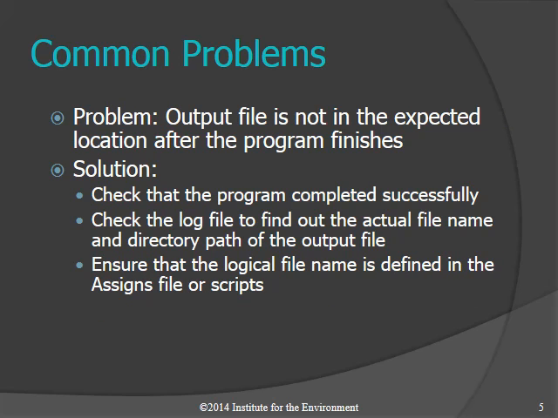Another problem that you may encounter when running Smoke is that you can't find the output files from the Smoke programs. The first obvious check is to confirm that the program completed. Check the log file to find out the actual file name and directory path written by the program. The most common reasons for a successful Smoke run to not write output data where you expect it is that the assigns file referenced in the run script is either not the right assigns file or the assigns file itself is not configured correctly.